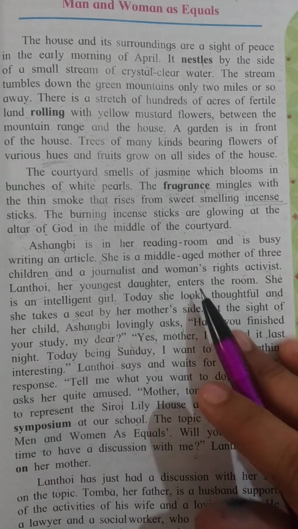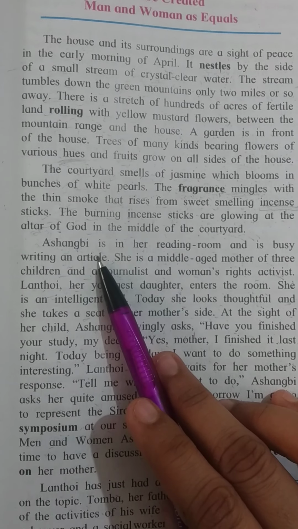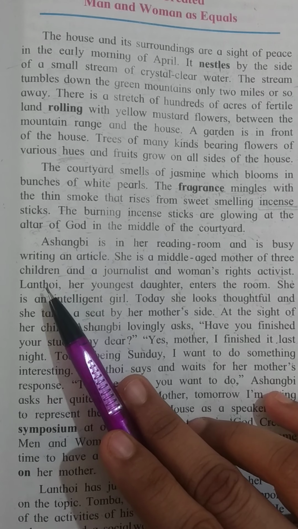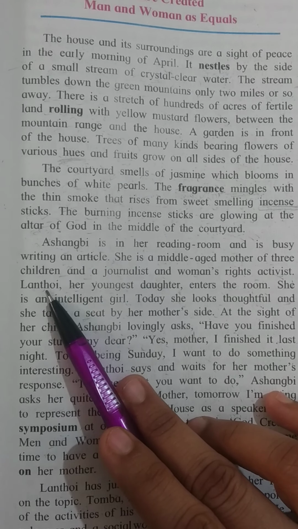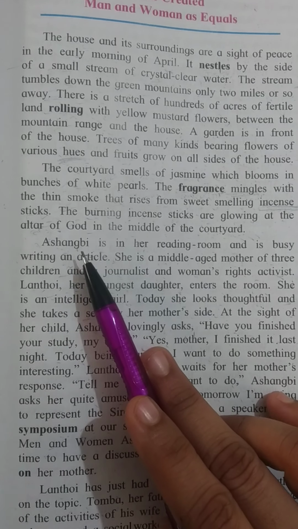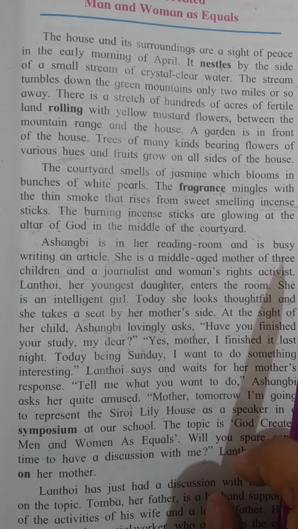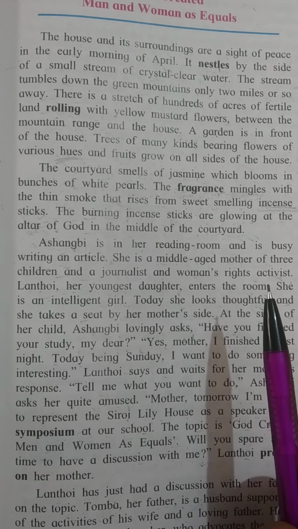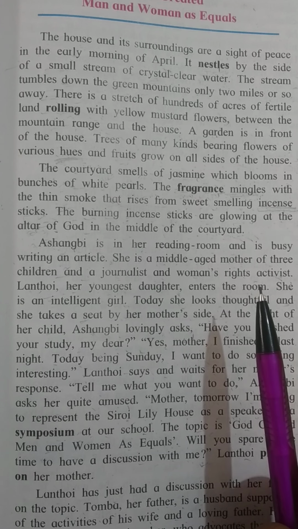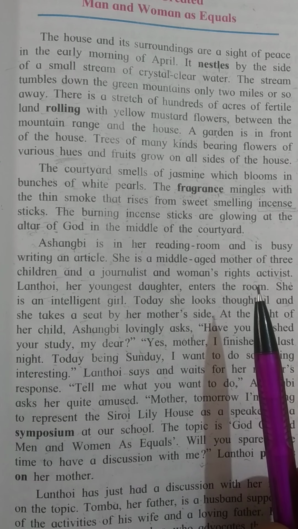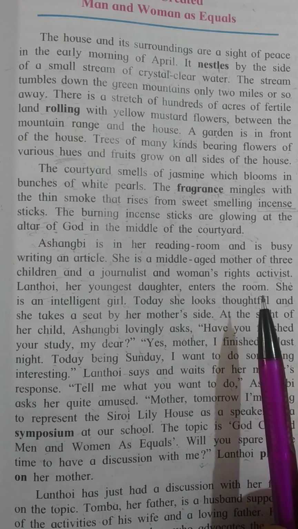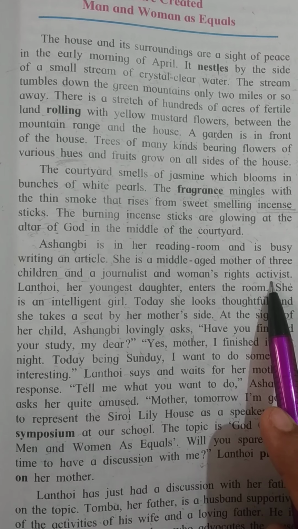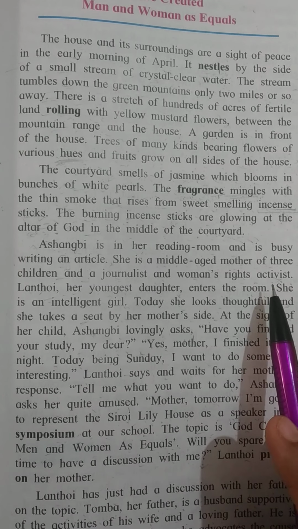See what is given in this paragraph. Here we are introduced to Ashangbi, who is the mother of Lanthoi, and Lanthoi is her youngest daughter. Now Ashangbi is busy in her living room. She is a middle-aged woman and she is a successful woman too. She is not only a mother of 3 children, but she is also a journalist and a women's rights activist. You know, women's rights activist means what? One who fights for the rights of women.